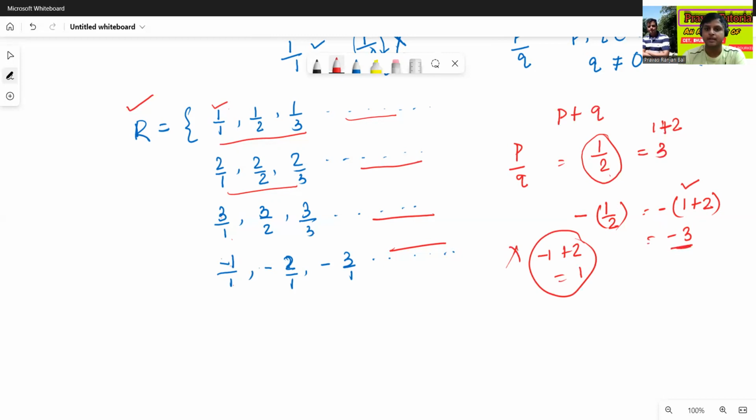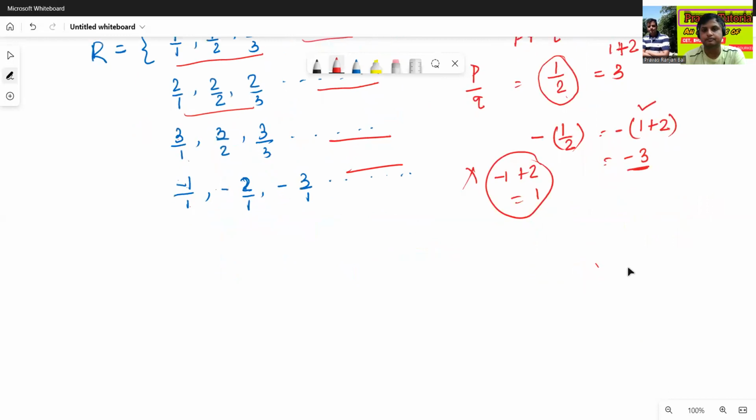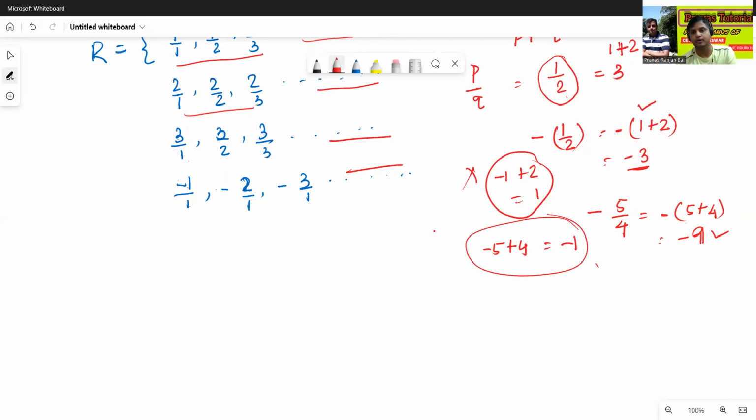Suppose minus 5 by 4. Here we'll add, with the minus on the outside, this P meaning 5 plus the Q value meaning 4, so this value equals minus 9. In this way, just add. Don't do like this: minus 5 plus 4 equals minus 1. Don't do like this.